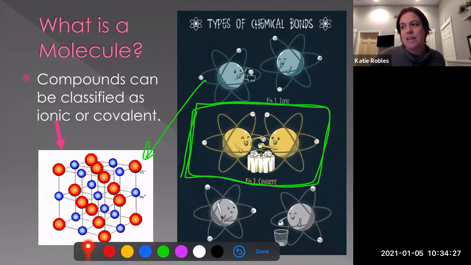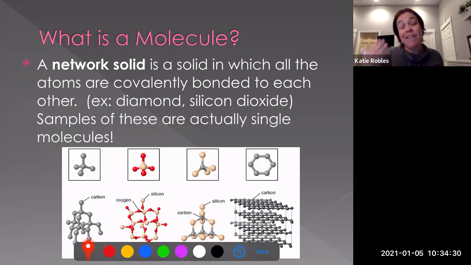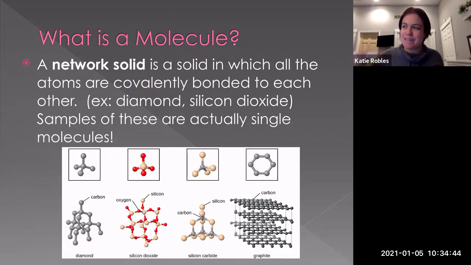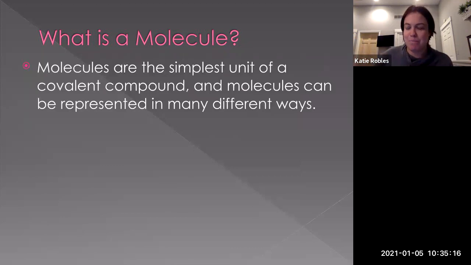Now, before I get you into thinking that covalently bonded things can't go on and on, there is a special type of covalent bond that makes what we call a network or a network solid. And it's a covalent bond that goes on and on, kind of like the ionic bonds, right? So diamond, silicon dioxide, which is a component of sand. These are things that are covalently bonded, but they're more networks like the ionically bonded things. This is an interesting fun fact: samples of diamonds are actually single molecules. If you have a hunk of diamond, it's actually considered a single molecule. I didn't tell you that so that you couldn't call me a liar later if you learned that molecules can be like that.